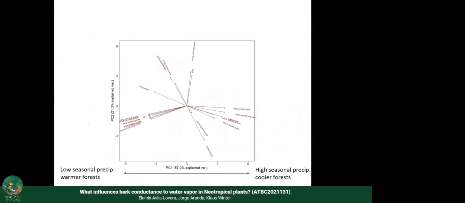We also wanted to know if there were climatic variables that also explain variation in bark conductance. And to do that, we took the 19 bioclimatic variables that we can download from WorldClim, and we performed a PCA to extract the main axes of climate variation. And we found that these main axes mostly separate individuals by where they live. So we have on the left, low seasonal precipitation, warmer forests, and on the right, high seasonal precipitation, cooler forests.